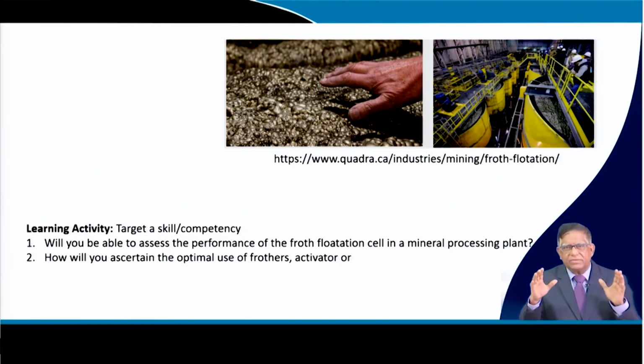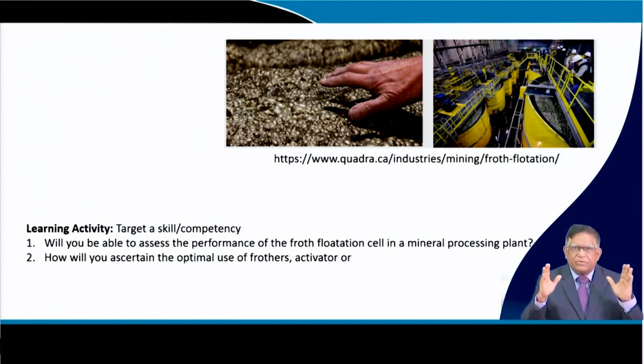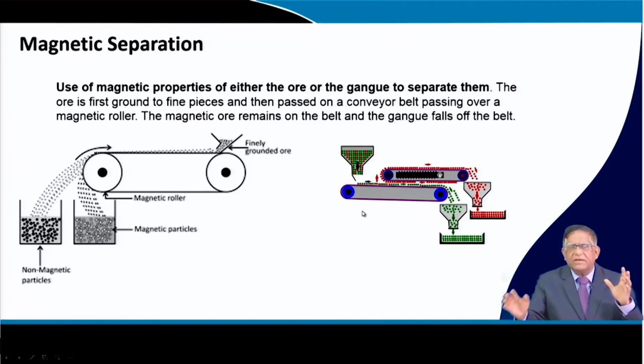Those things you can first make yourself, what type of skill and competency you want to have, and then ask yourself whether you will be able to assess the performance of the flotation cell in a mineral processing plant. If not, then you can start studying, searching and developing your own competency. How will you ascertain the optimal use of frothers, activators or the whole system? If you ask yourself this type of question, then it will go.